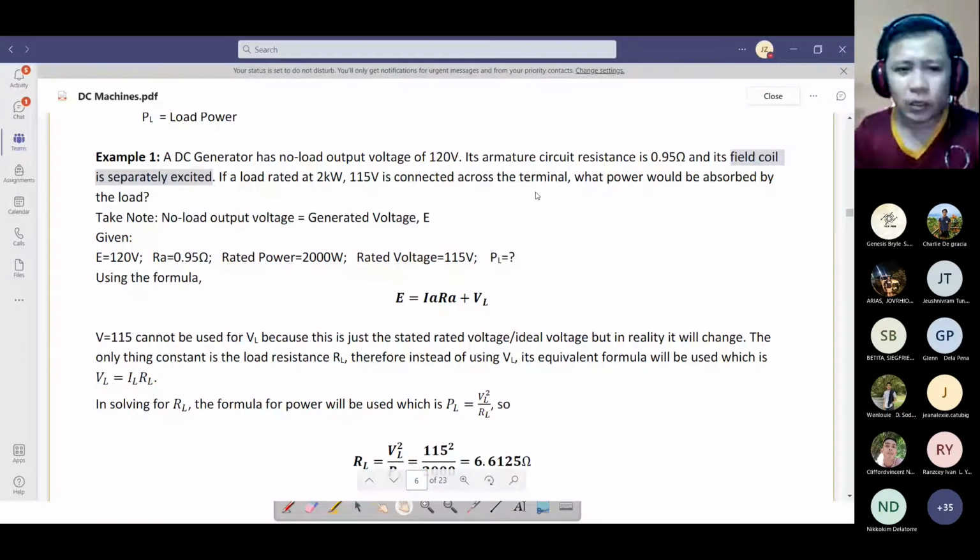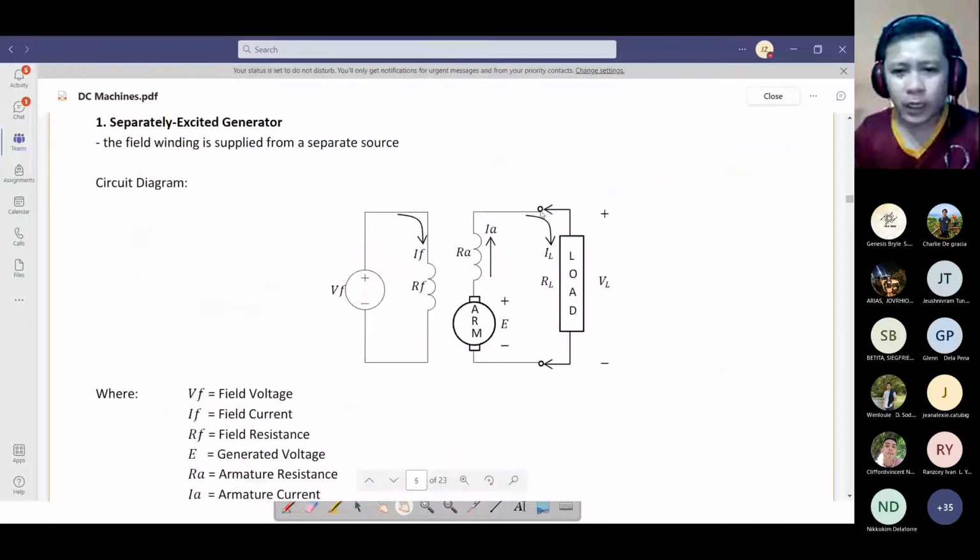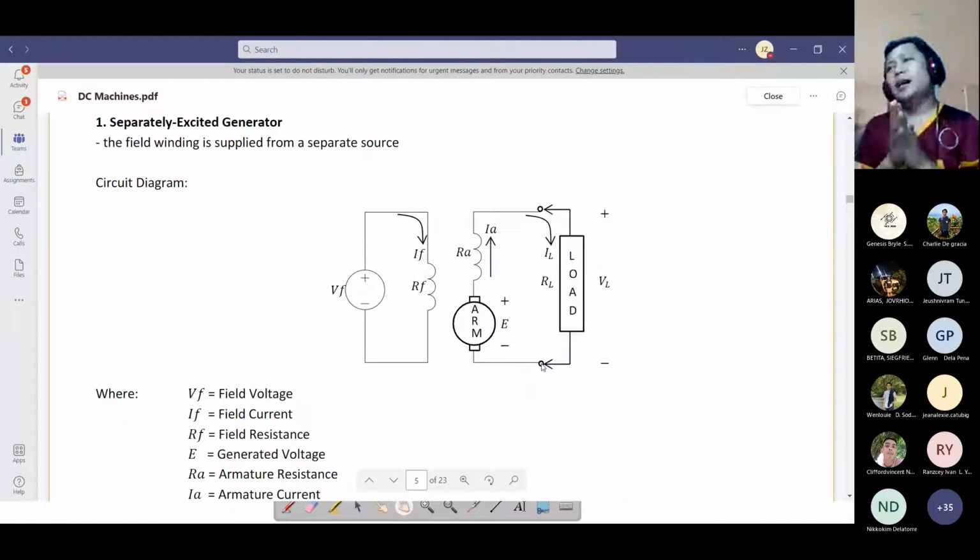So connected across the terminal, meaning, these are the terminals, this part and this part. Imagine this as an outlet. So the terminals are part of your outlet. Okay, you plug in your load there.